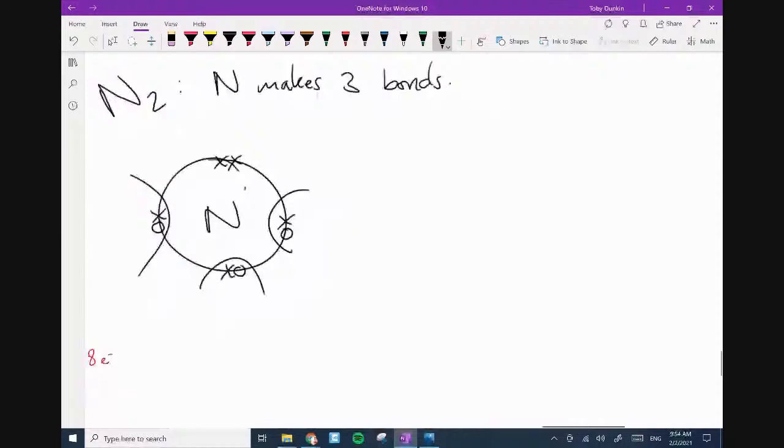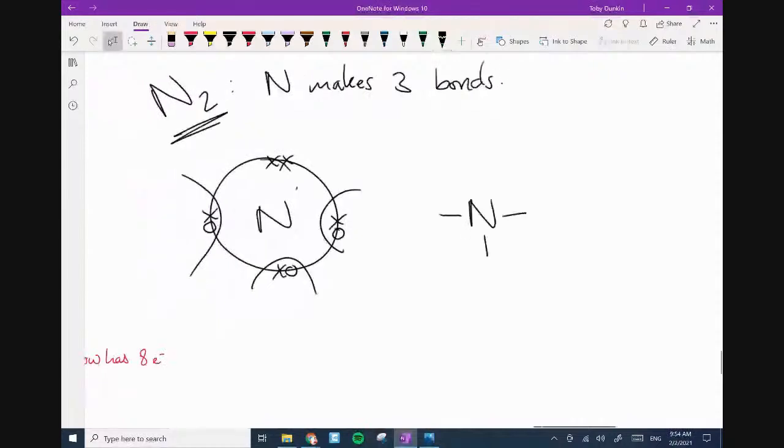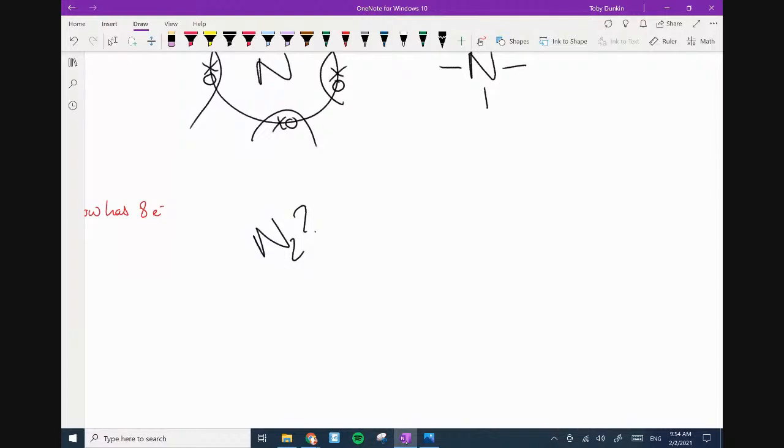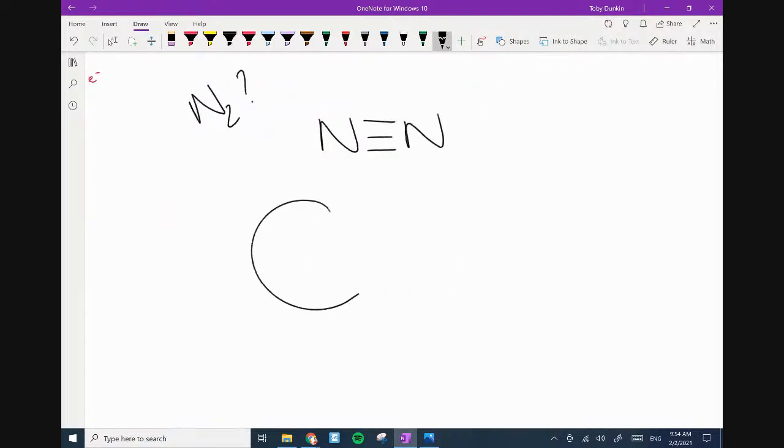But how would it do it to itself? So what about N2? Well, it's going to do it to itself. 1, 2, 3. It's going to form 3 bonds with itself. How is it going to do it?